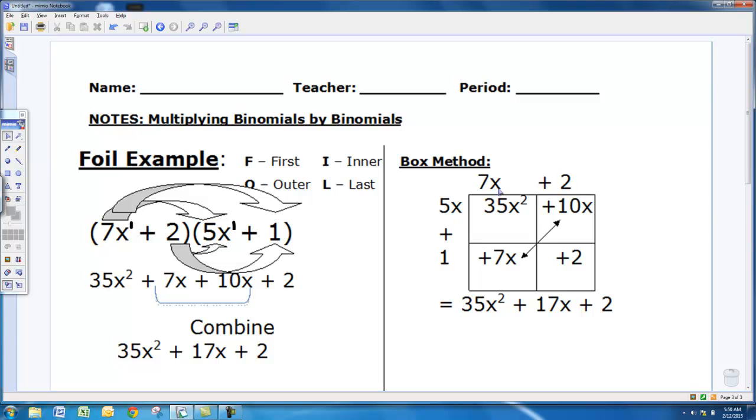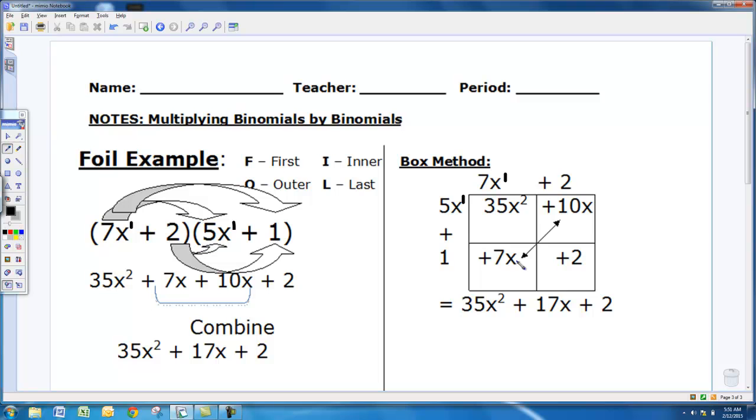So we'll do 5x times 7x. Again, we need to remember to put the 1 on these x's. So 7x times 5x will give us 35x squared. 5x times 2 will give us 10x. And then for this square, 7x times 1 gives us 7x. And for our last square, 2 times 1 gives us 2.